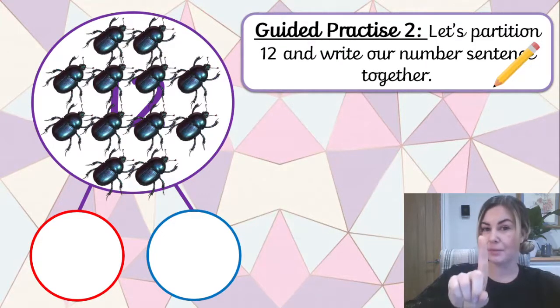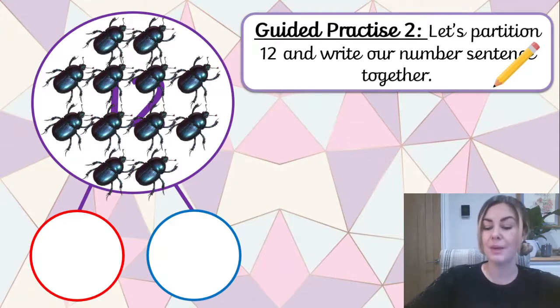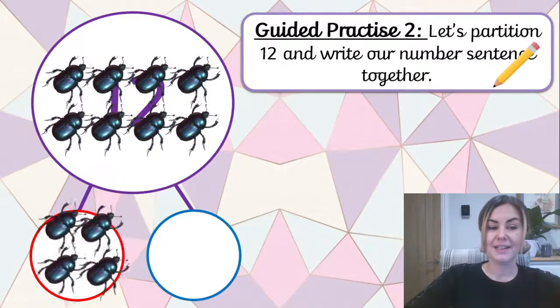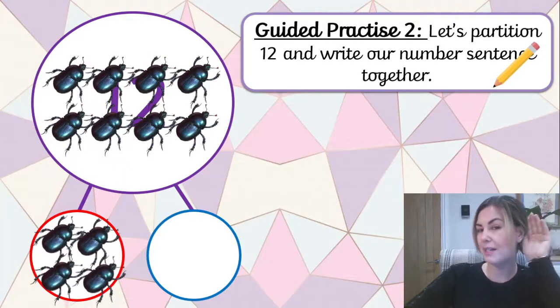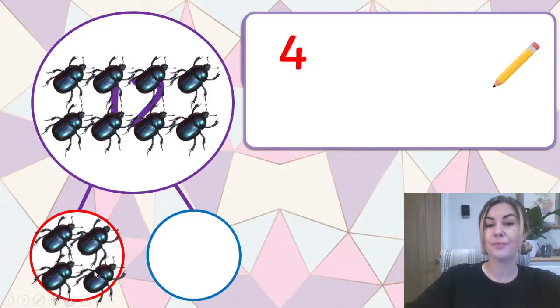So, step 1. I'm going to move some of my beetles into the red part. Down they go. Can you tell me how many beetles are in that red part? 1, 2, 3, 4. I'm going to write down 4. And I'm also going to write my add symbol because I know I'm now adding. Pause the video and complete step 1.